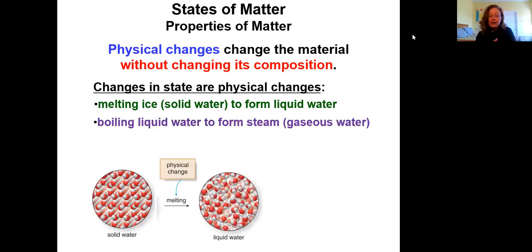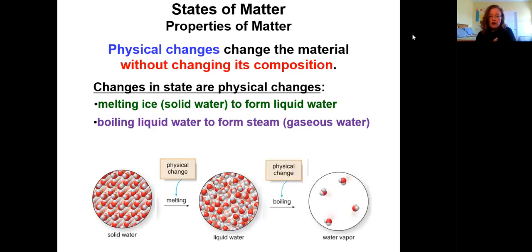Then, if we keep going and boil the liquid water, it forms steam, gaseous water, now in its gas form, or water vapor. Vapors are similar to gases. We just use that term if something is going from a liquid to a gas, then we consider it a vapor. Not a big deal for you to know the difference. That change is a physical change. The water molecules will remain the same.